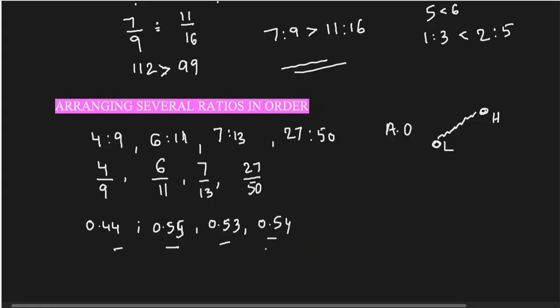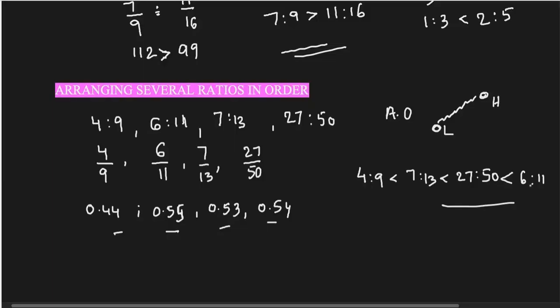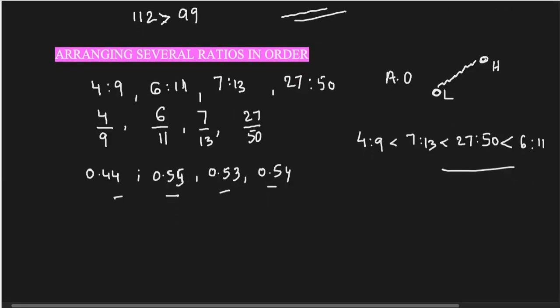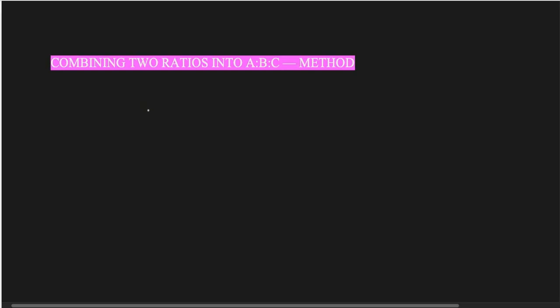So you can write directly the ascending order as 4:9 is the least, less than, then the next one is 7:13, then next comes 27:50, then the last is the remaining 6/11. Got it? Great. So this is how you arrange when several ratios are given. So you can do ascending, or you can do descending. Whatever comes, you have to do the same method. Is it good? Clear?